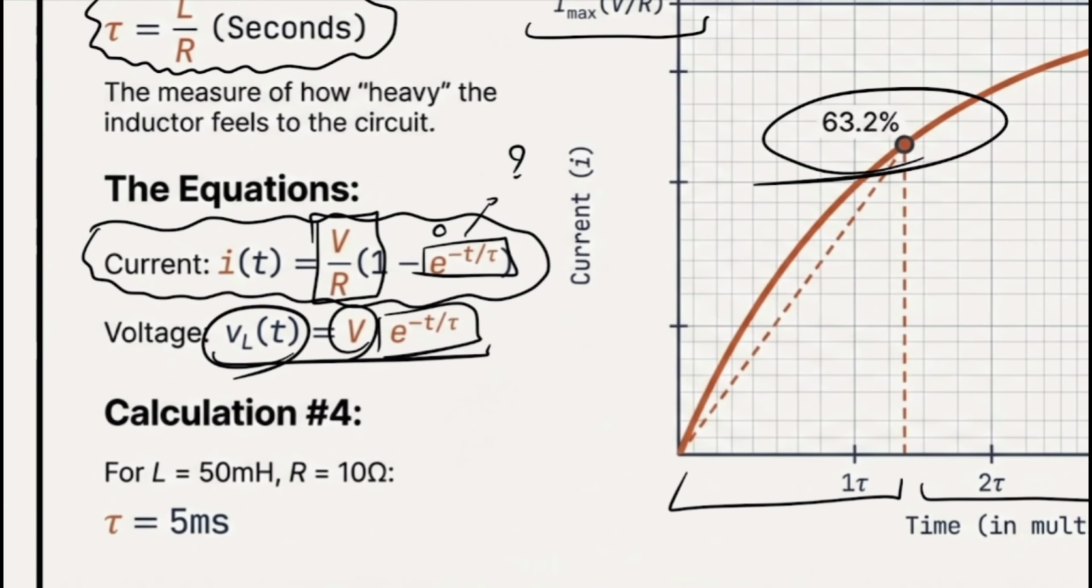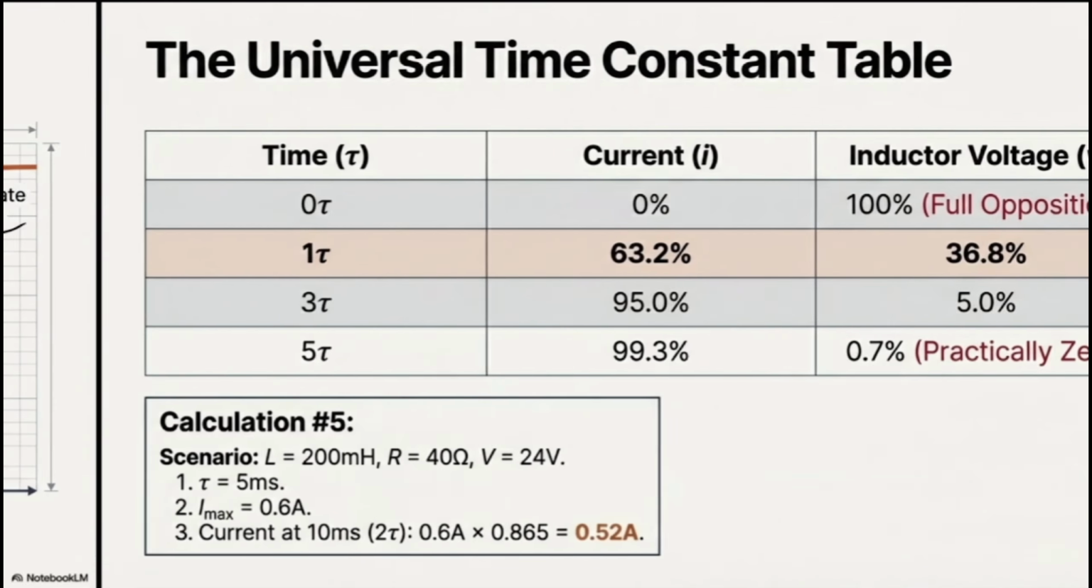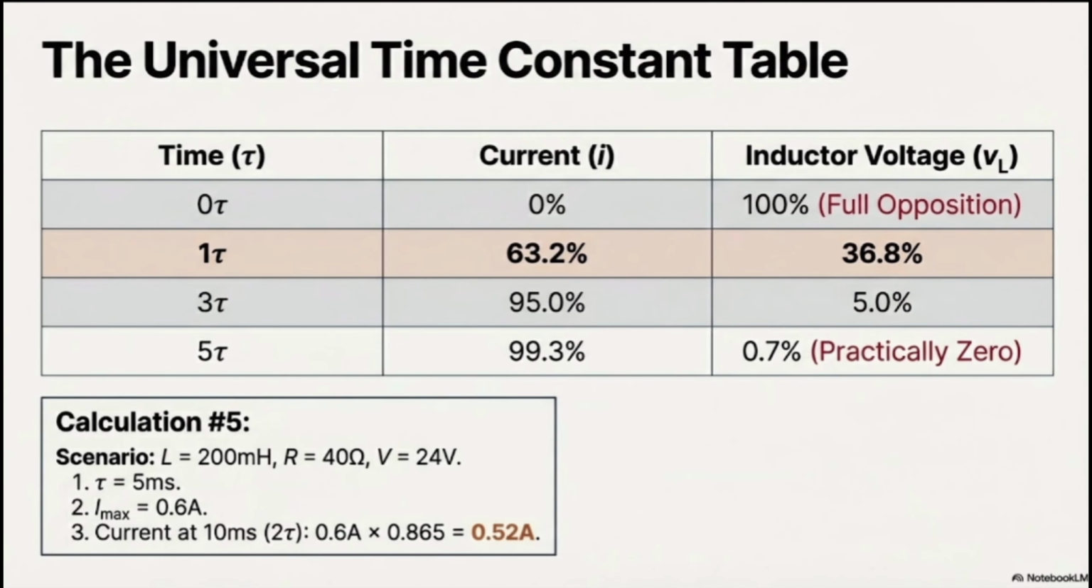So imagine that we do have a condition where L is 50 millihenry and the R connected in series to that is 10. So we can find the tau. It means that 5 milliseconds is the amount of time it takes for my inductor to get charged 63.2% of its maximum. As I just mentioned again, at 0 tau, or as soon as you're connecting your inductor to the system itself, the current is 0.